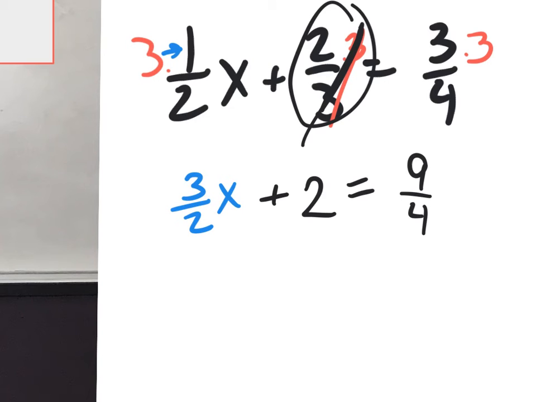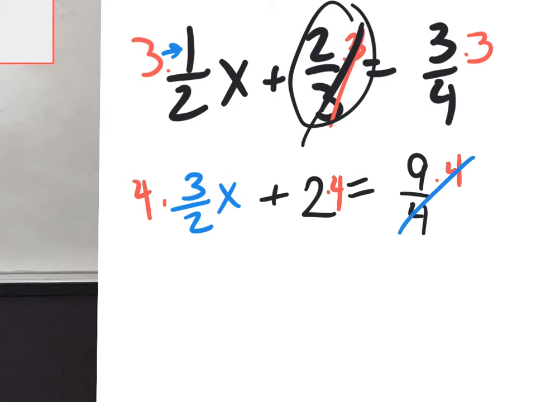Now, because 4 and 2 work with each other, if you multiply everything by 4, it'll get rid of both of them at the same time. If you get rid of this 2, it'll get rid of one of them only. So it's up to you. 9/4. What are we going to multiply everything by? 4. Times 4, times 4, times 4.